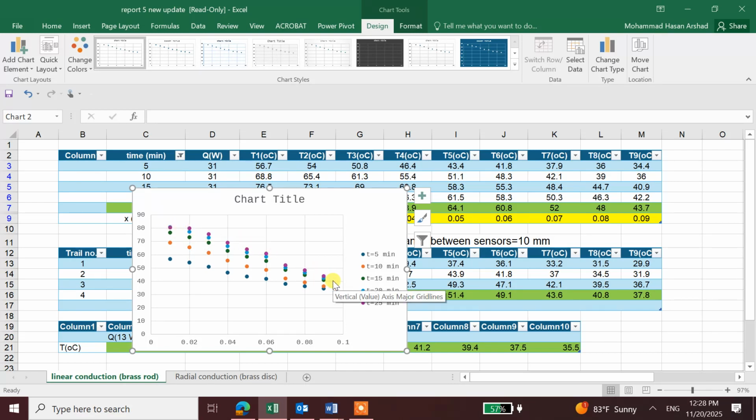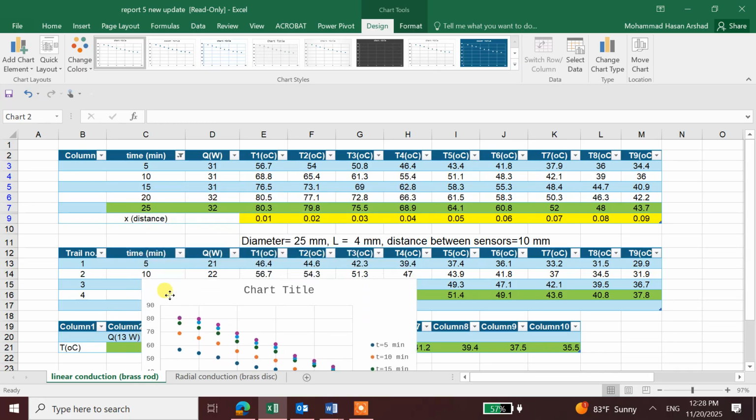Temperature is decreasing along the length of the cylinder because of the thermal resistance. We have thermal conductivity, and x over kA is the thermal resistance. So there is a drop in temperature away from the heat source because of thermal resistance. This is one graph you can have.